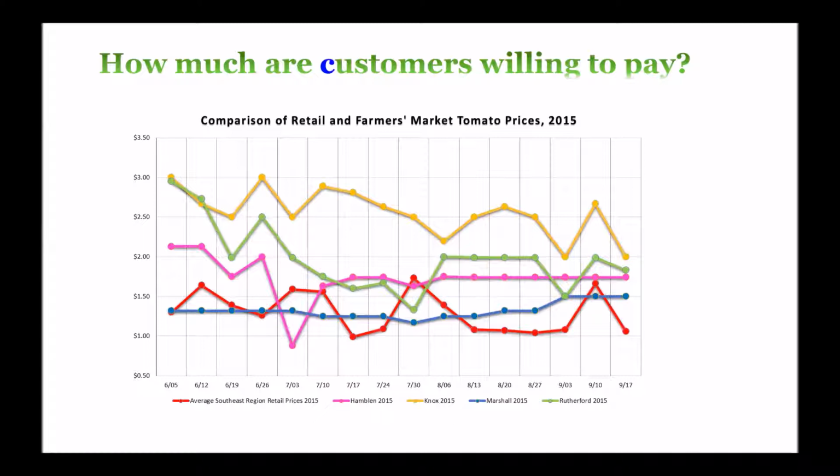Now, sometimes it is difficult to have access to information regarding customer preferences and willingness to pay. Therefore, tools such as the farmers market's price report may allow us to identify average prices paid by consumers at various farmers markets in Tennessee. For example, in this graph, we can see that average prices paid for tomatoes in Knox County were higher than those prices paid in Marshall County in 2014.